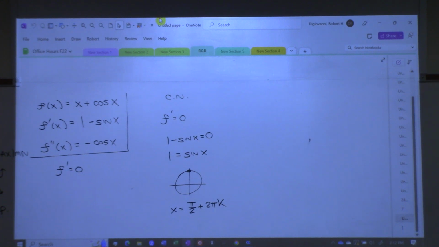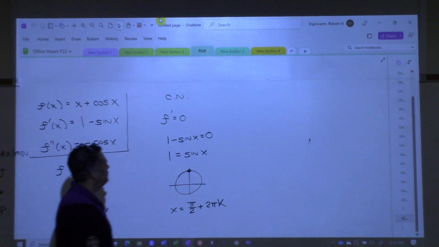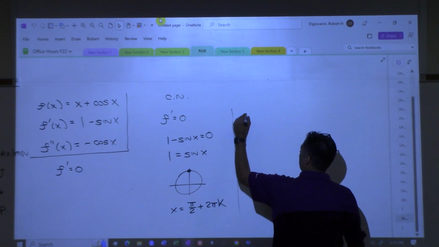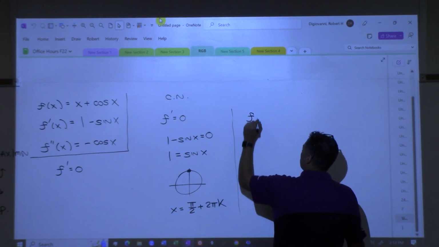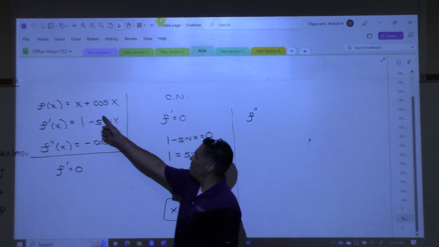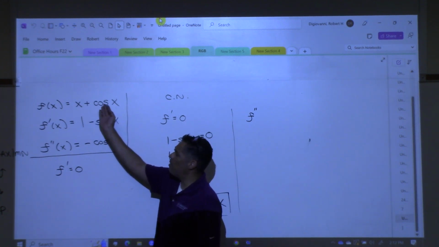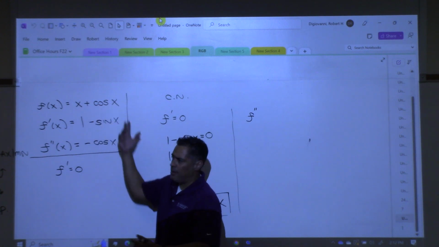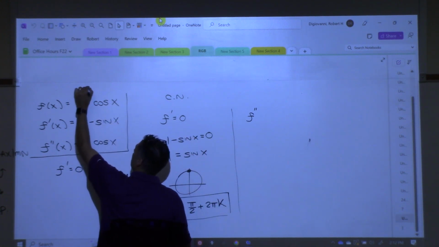the derivative being 0. Now, we want to know where the derivative doesn't exist. Oh, we didn't talk about domain. I should talk about domain. Are there any domain restrictions here? No, because cosine is defined everywhere. X is defined everywhere. You add them together. Domain of this is everything, right?